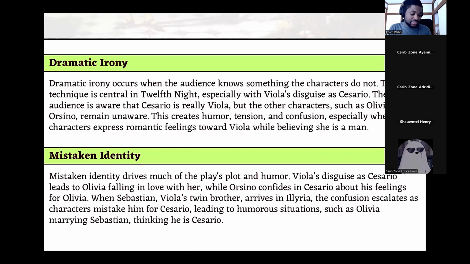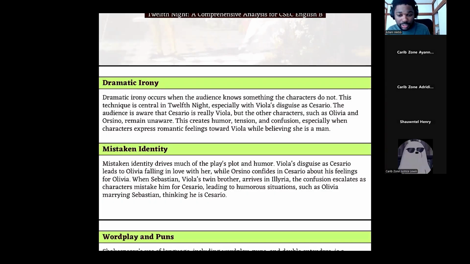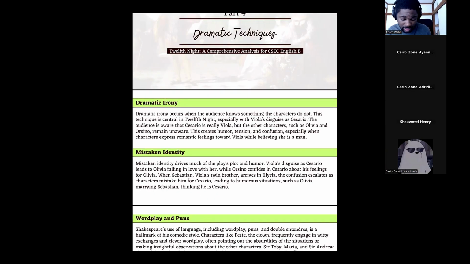And what is the effect of this? We have to be able to discuss not just the device itself, but what it does. Well, this creates humor, tension, and confusion, especially when characters express feelings toward Viola, believing that she's a man. We see how Orsino interacts with Viola, thinking she's a man. We see how Olivia falls in love with Viola, thinking she's a man. Dramatic irony is when we have information that the characters don't have.